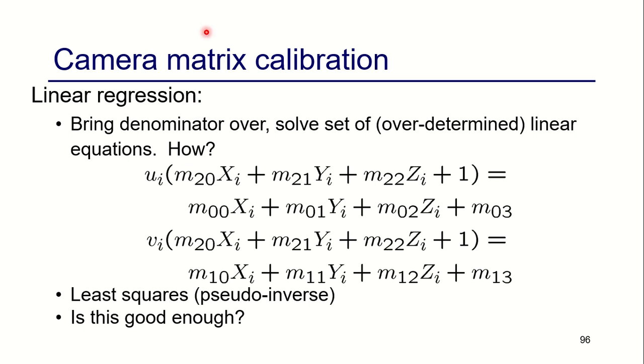So in linear regression, bring the denominator over. So how are you going to determine this? So equate it and then find the values of it. So you have to find the least squares, that is using the pseudo inverse. Will this be good enough for calculation of it?